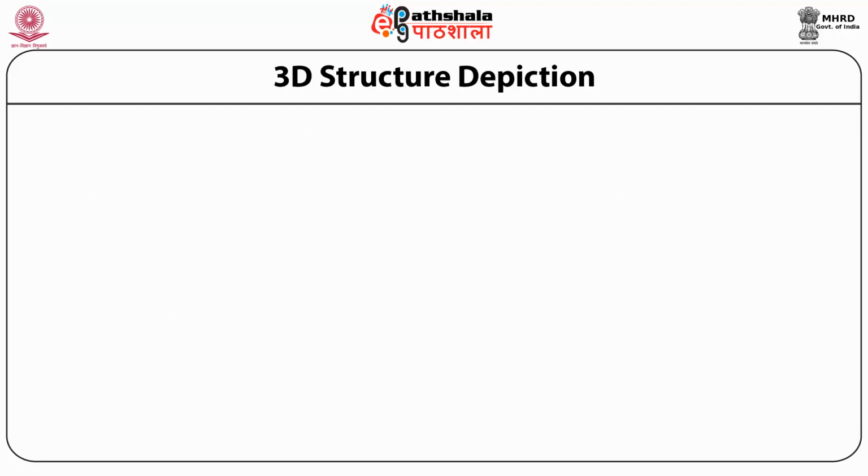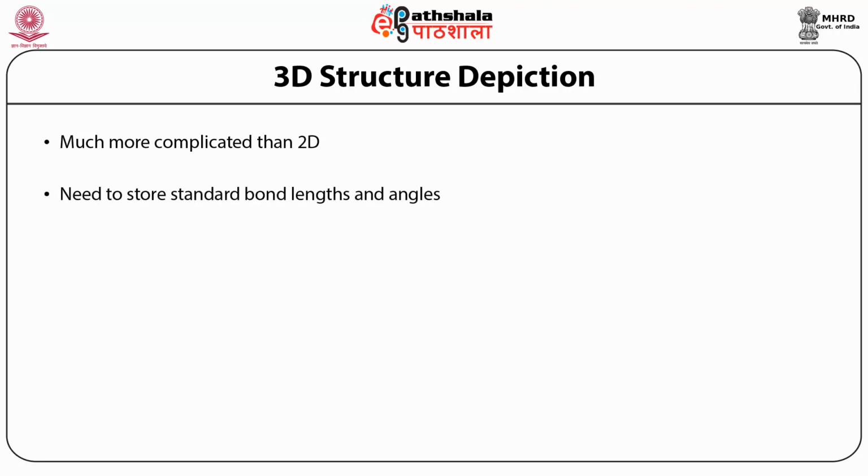Matrix representation also takes care of 3D structure depiction. I will go into detail about how to go from 1D and 2D to 3D in later modules. However, it is more complicated than representing structures in graphs or in 2D. You are required to store much more information, not only the single bond or double bond, but their lengths, their angles, and their torsions. That is how they actually behave, or their orientation with respect to space. Hence, you need to keep a lot more information.